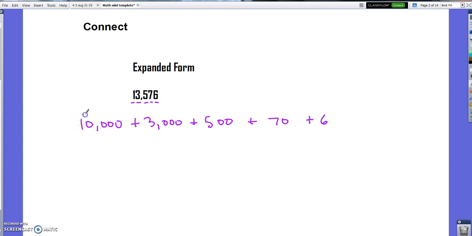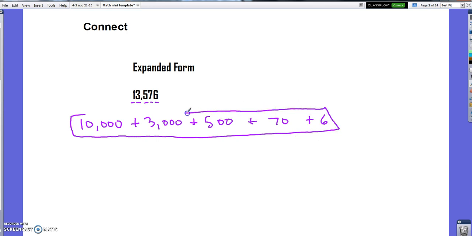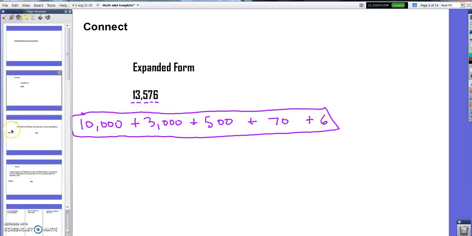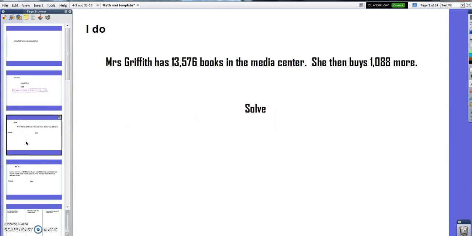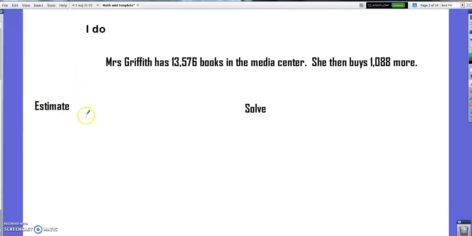And this is the expanded form of this number in standard form. It just shows the value of each digit. So let's talk about why that's a handy strategy for adding numbers sometimes. Let's take this situation. Miss Griffith has 13,576. That was our number from before. 13,576 books in the Media Center.